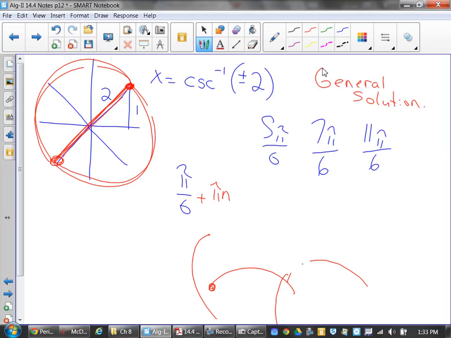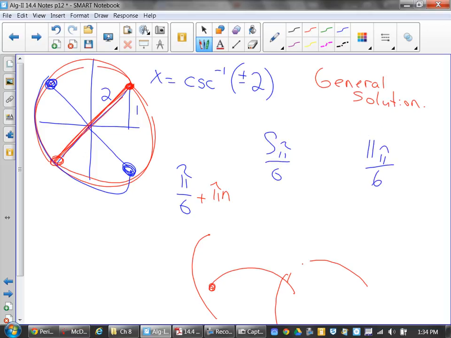So in our 4 possible answers here, I don't have to write down this one because this plus pi n takes its place. Same idea with the 5 pi over 6. These guys are pi apart, aren't they? So my general solution would be pi over 6 plus pi n and 5 pi over 6 plus pi n. And that would be my answer. That's the difference between what we did within one revolution versus general solutions. How basic can you make it look?